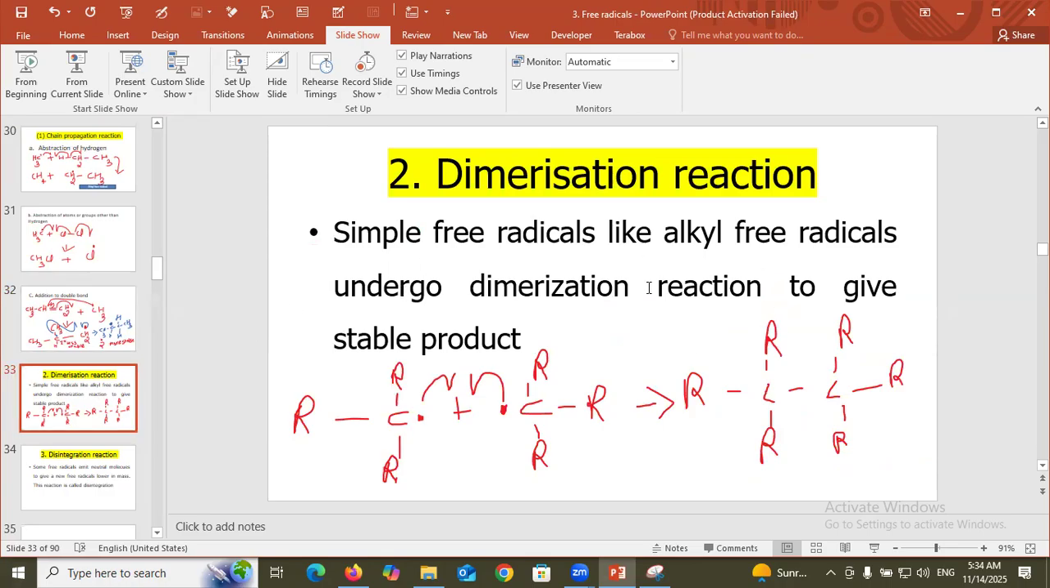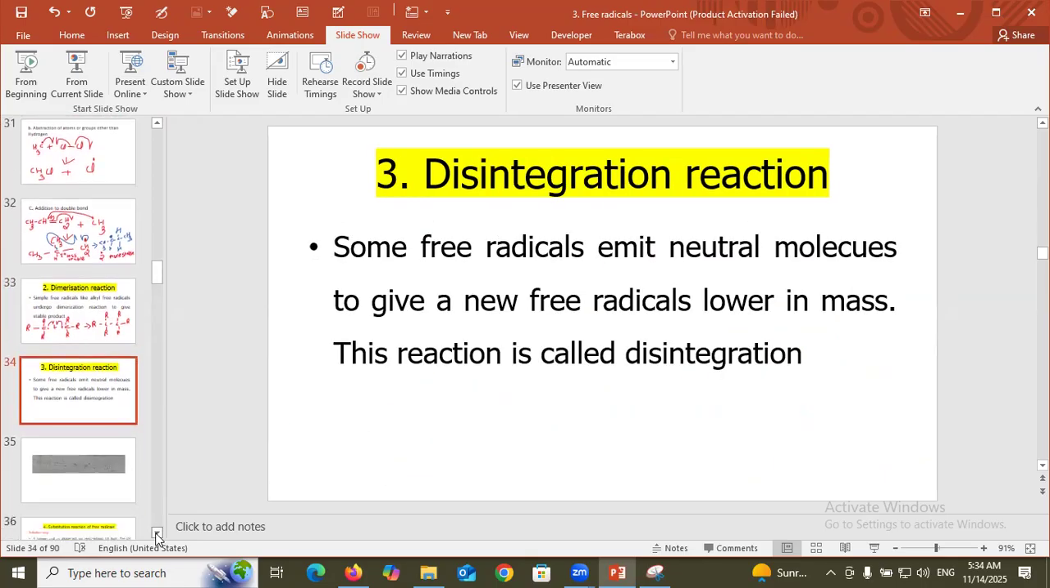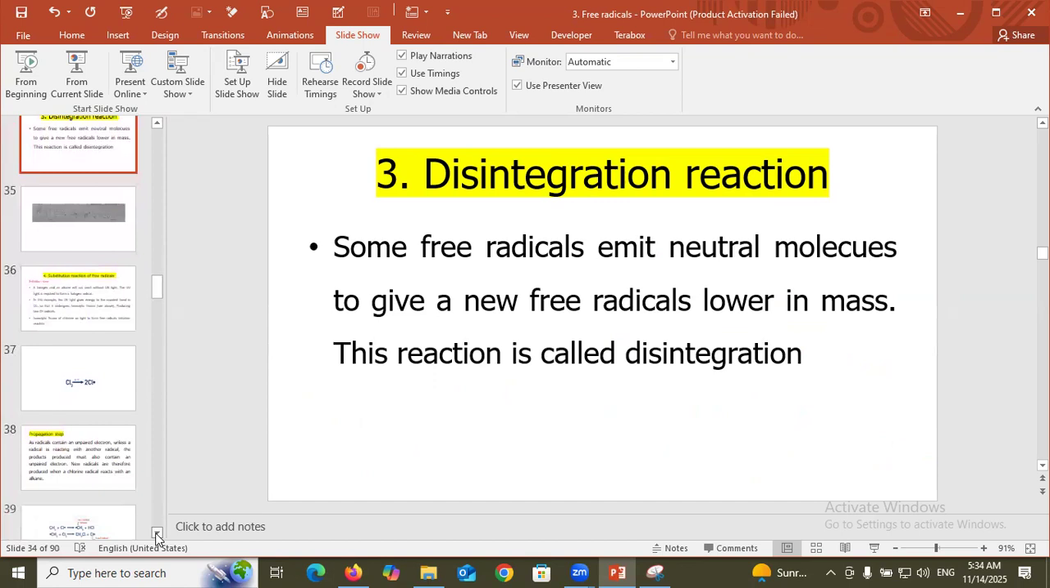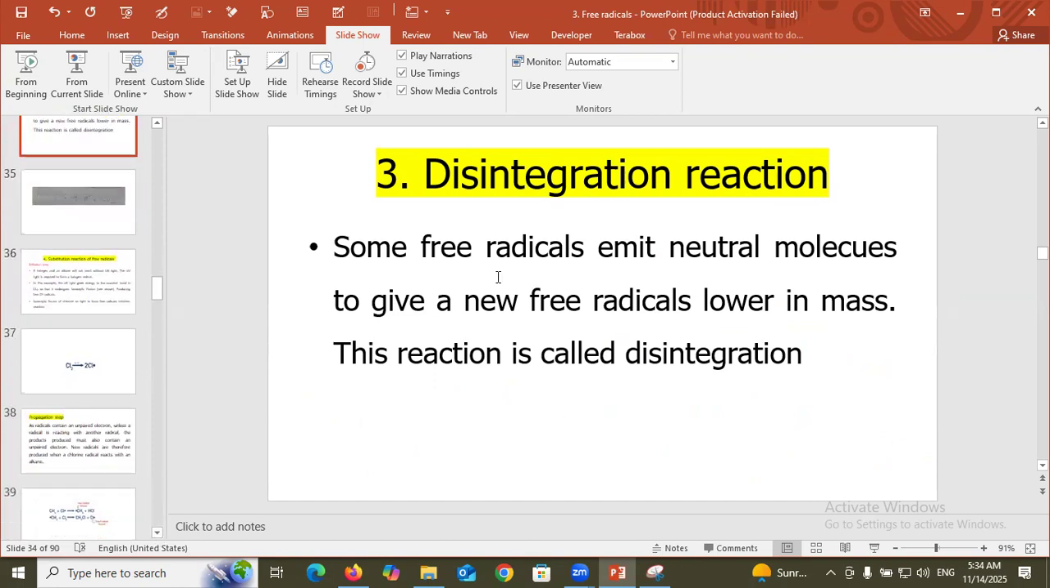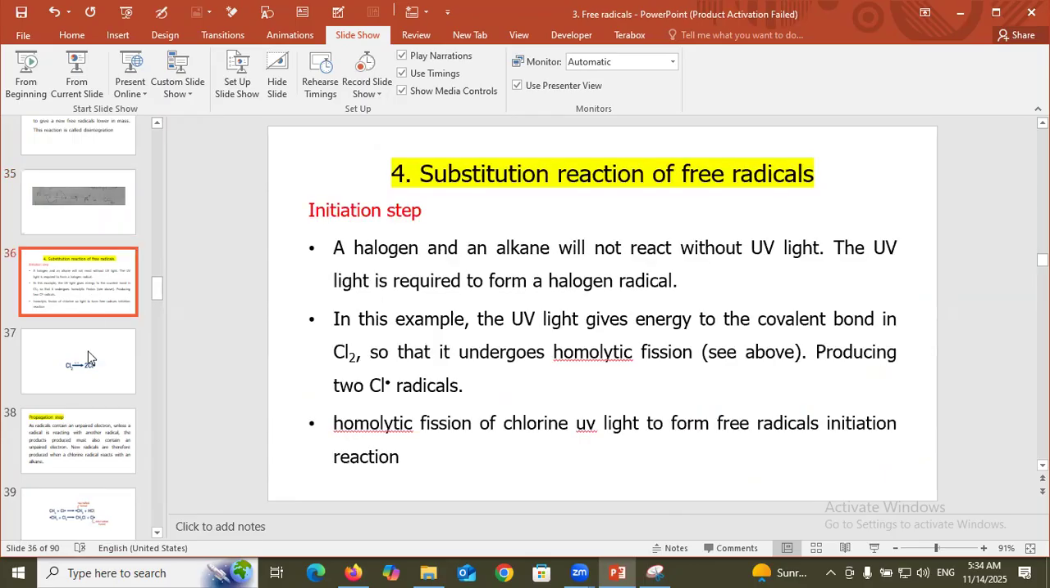Dimerization reaction: simple free radicals like alkyl free radicals undergo dimerization reaction to give a stable product. It's the dimer. Disintegration reaction: some free radicals emit neutral molecules to give new free radicals of lower mass. The reaction is called disintegration. This free radical disintegrates and produces this phenyl free radical and carbon dioxide.